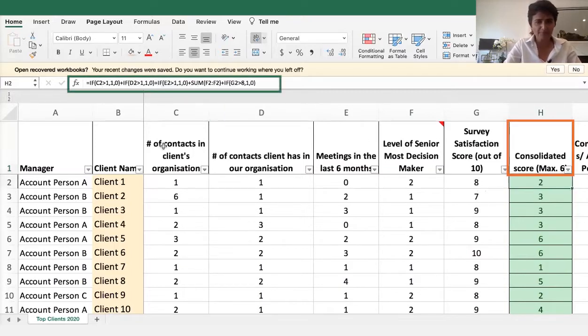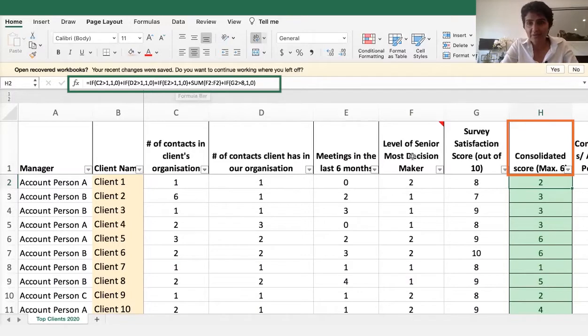This is the formula. Now what it means is that if this section, which is the number of contacts in the client's organization, is just 1, then in this case the score will be 0, right? If the number of contacts the client has in this organization ABC is more than 1, then they get a score, otherwise it's 0. Here, meetings in the last 6 months, as you will see, I will just show you the score. It says it should be at least more than 1, which means only if they've had 2 meetings or more that they get a point here.